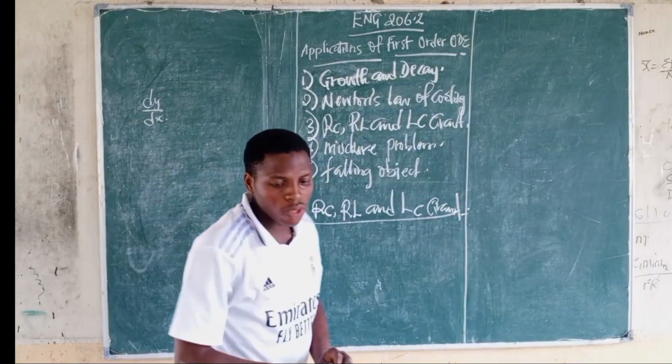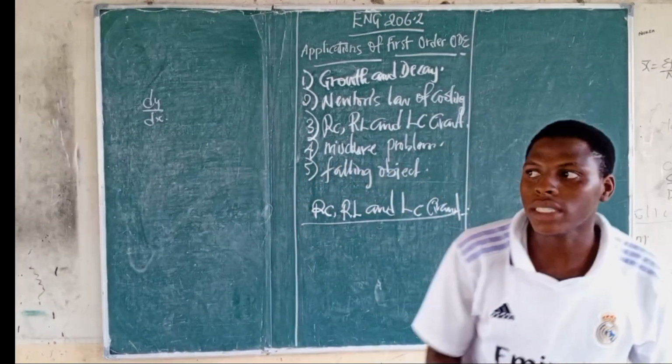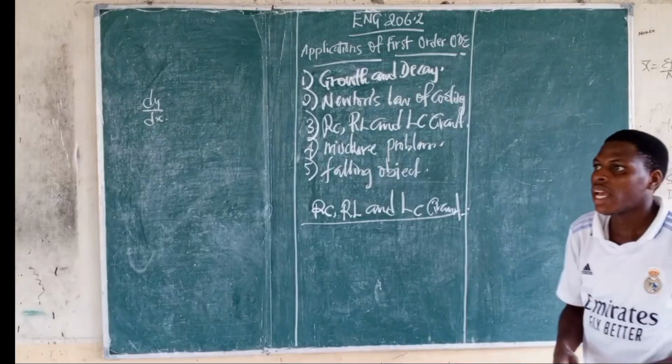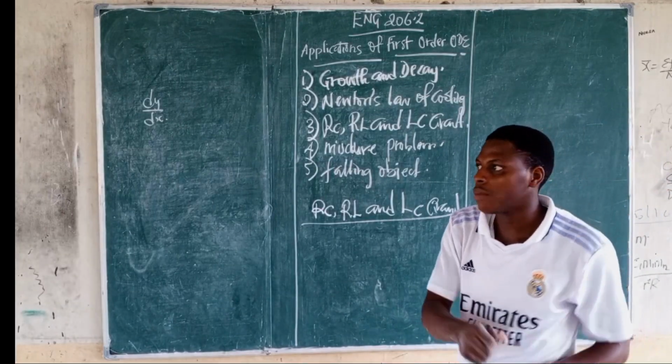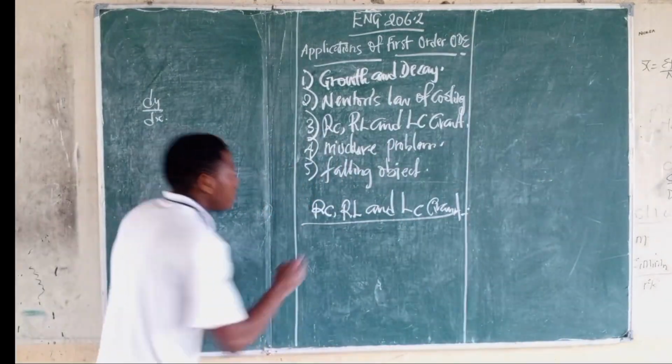Now why I'm doing this is because this was what you were taught in class. So now let's talk about the RC, the RL, and the LC circuit. How can we apply first order ordinary differential equation in solving problems? Now the first one is the RC circuit. If you ask, what is the RC circuit?